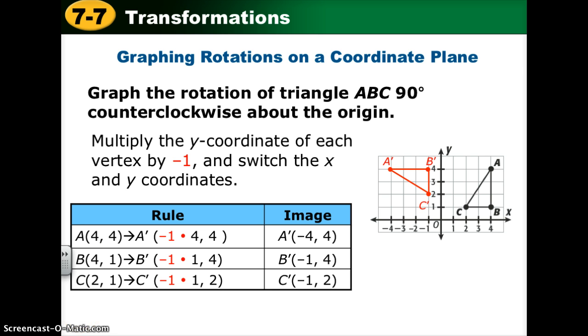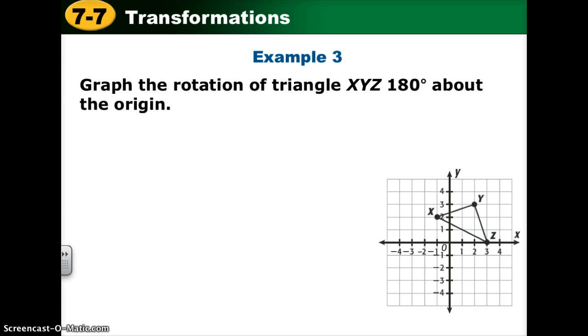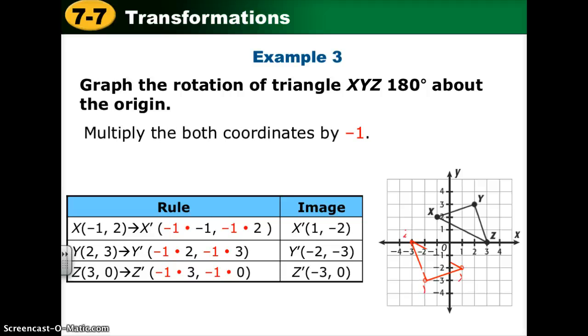And when we graph that, you can see it's been rotated. So our center of rotation is in the middle, the origin. So A's been rotated over here, B's been rotated, and C's been rotated. Graph the rotation of triangle XYZ 180 degrees about the origin. This rule is a little bit easier. We just multiply everything by -1. And our new image is right there.